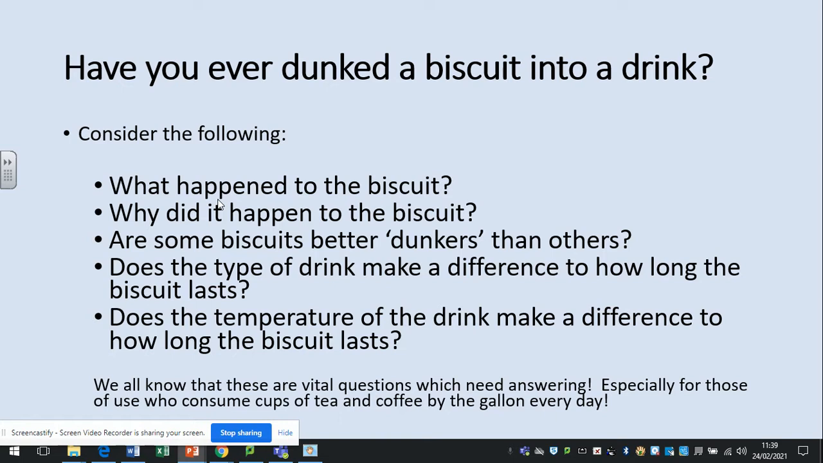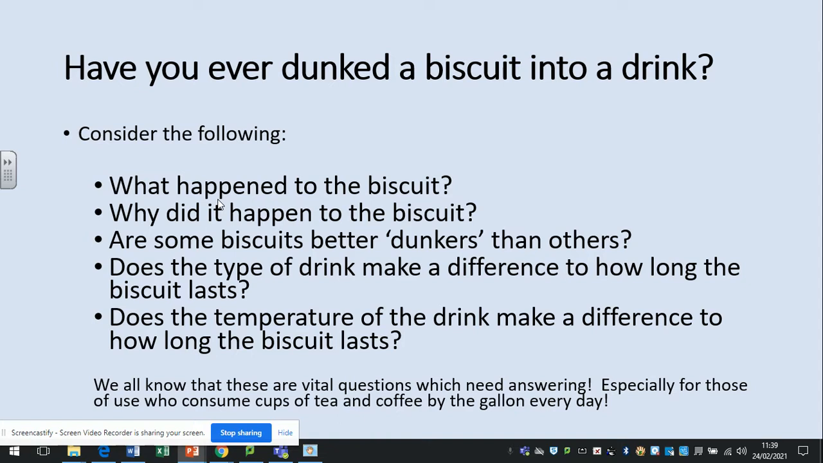Have you ever dunked a biscuit into a drink? Okay, I know I have. Consider the following. What happened to that biscuit when you dunked it? Why did it happen to the biscuit? Are some biscuits better dunkers than others? Everybody's got an opinion on this. They believe that this biscuit is a perfect dunking biscuit and this biscuit is not. Everyone's got differences on that one.